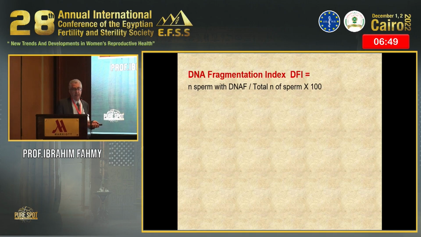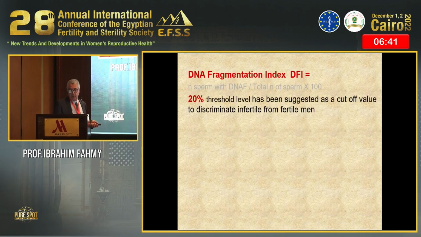The DNA fragmentation index is the number of sperms with fragmentation over the total number of sperms tested, times 100. It's an index percent. A 20% threshold level has been suggested as a cutoff value to discriminate infertile from fertile men. Usually with this sharp definition, if a patient has 21% DNA fragmentation, we tell him you are not going to conceive, and if he has 19, we say okay. I don't like this personally, and a lot of you will agree with me, that we should have cutoff levels; they're not precise, and these values have not been clearly established.